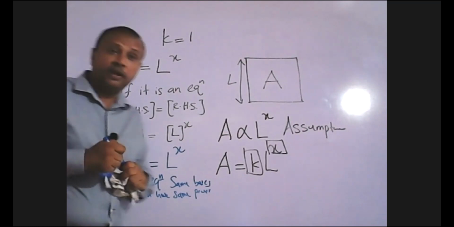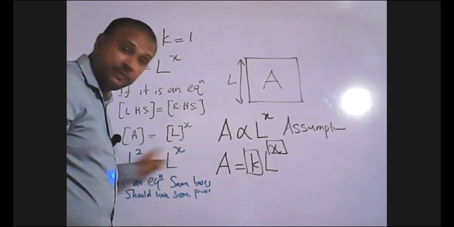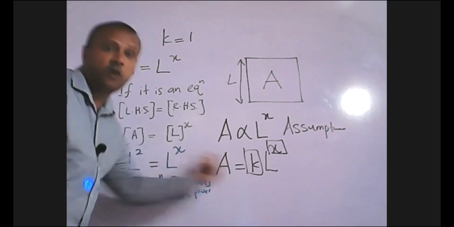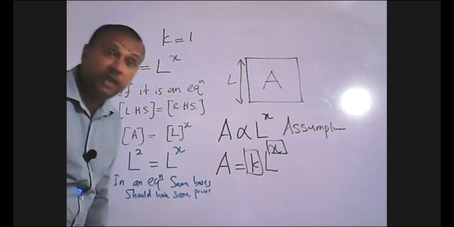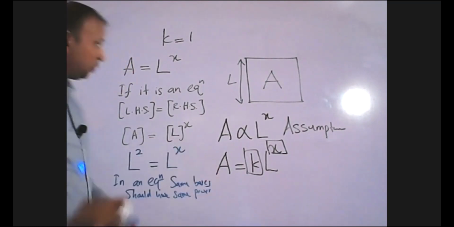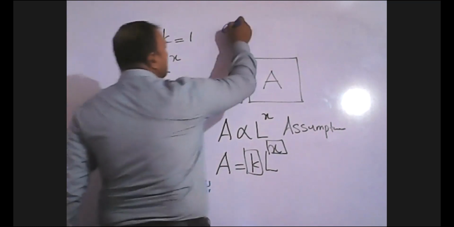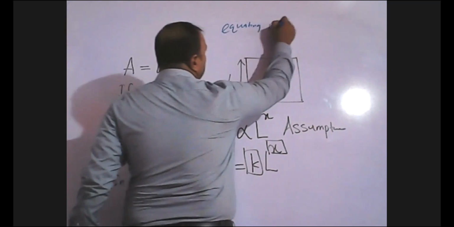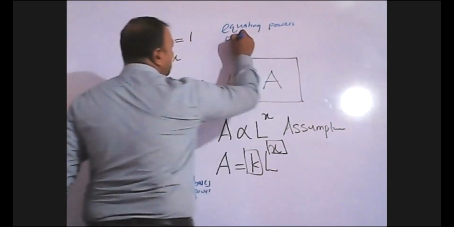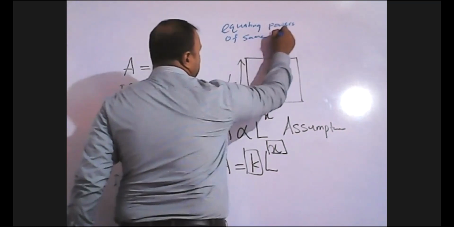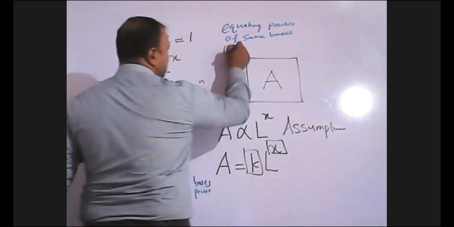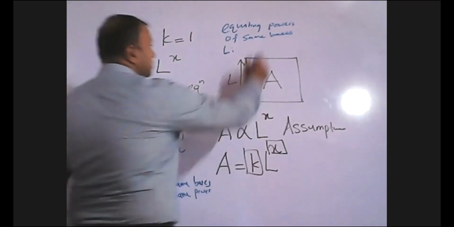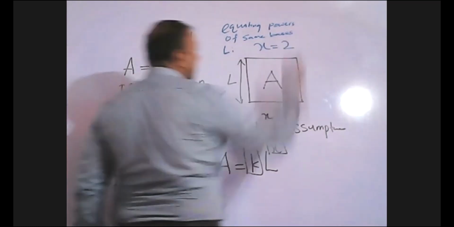So I can equate powers of the same bases. That is a way of determining x. Equating powers of the same bases, in this case L, left-hand side there is 2, right-hand side x. So x should be equal to 2.